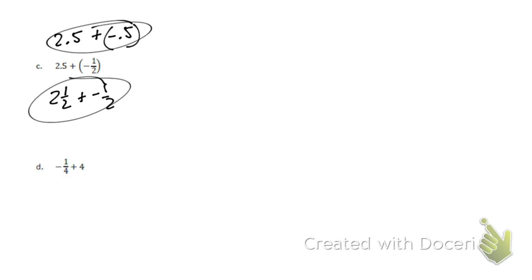But for D, right here, bigger number, take away the smaller number. Bigger absolute value, take away the smaller absolute value. Usually when I had a problem just like this, I could just do it in my head, right? But when it comes with the fractions, it makes it a little more difficult. So it helps you to write it out. So you do the bigger one, take away the smaller one. Right here, you got 4 wholes. You take away 1/4.